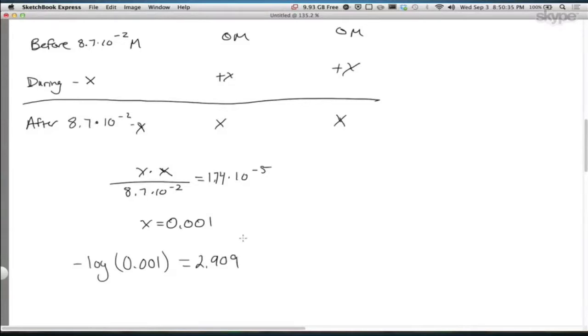You cut out. Let's try again. 2.909. Okay. So now what? The pH is 2.909. Okay, good. You have to know when you're done. So we can write that down as our answer. Did that match our prediction? Yes. Okay, good.